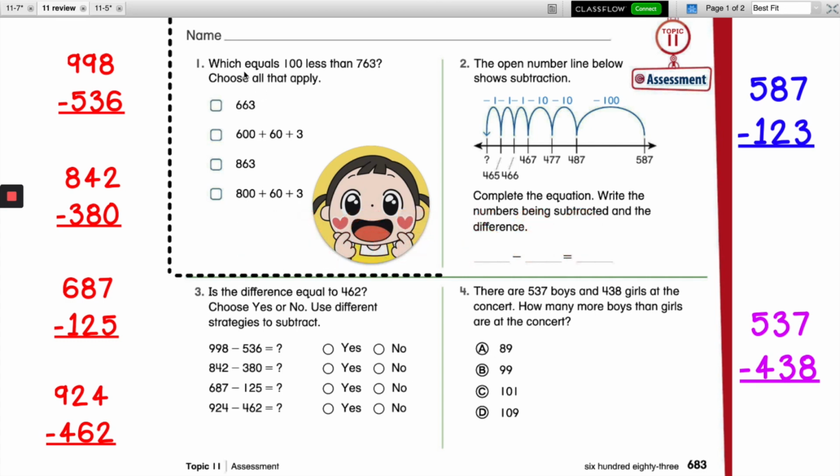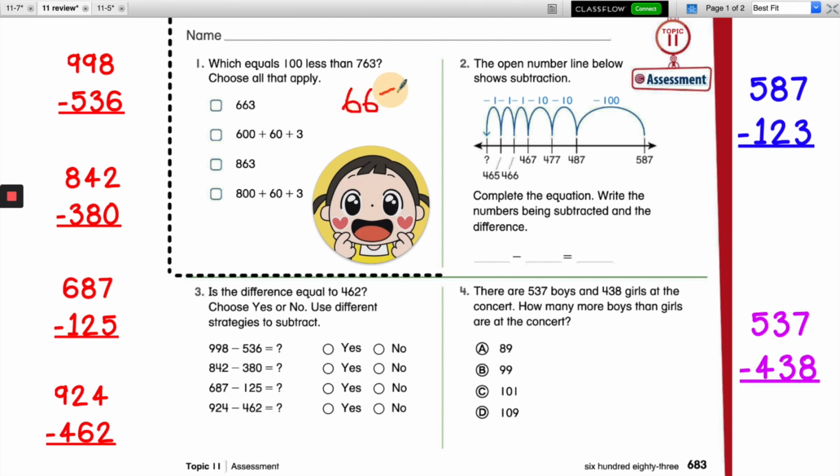Number 1, which equals 100 less than 763? Choose all that apply. So this is where I can use mental math. I know that 100 less than 763 is just take away 1 from the hundreds, 663.